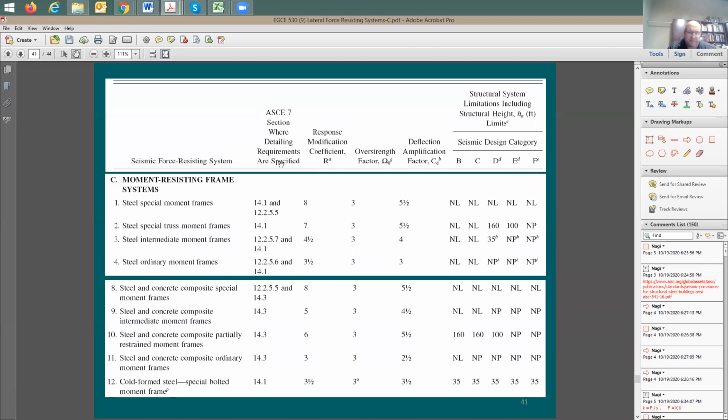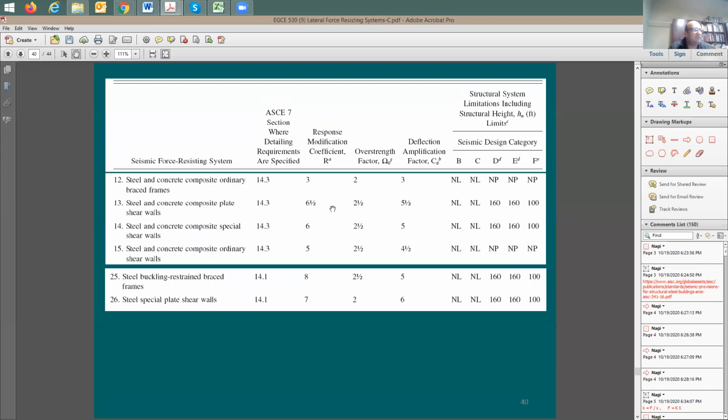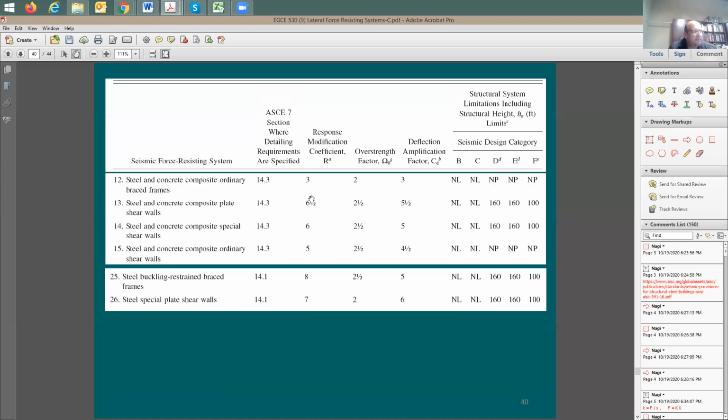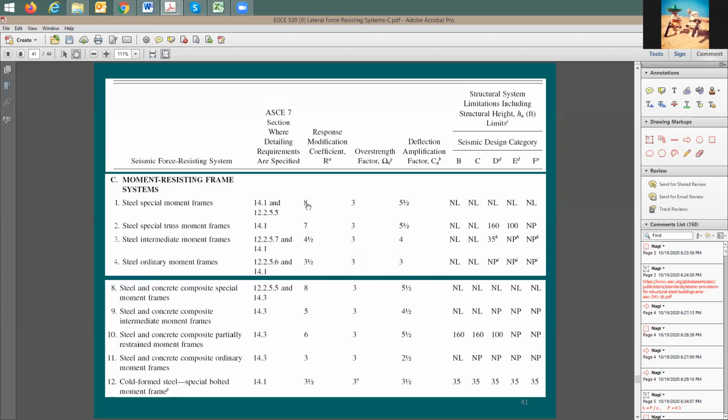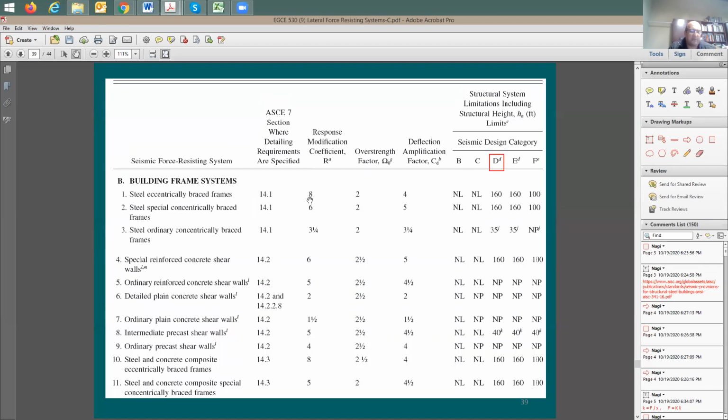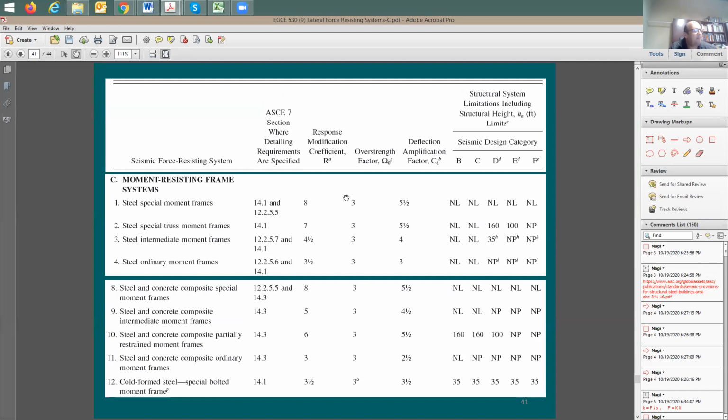moment frame system. So we can say in moment frame system, I have a special, it has an R factor of 8, which is the same as eccentric. It's very good, right? So when you combine them together, you still have an R factor of 8. 8 plus 8 divided by 2 doesn't work this way, right? No, there's a different way of doing it.